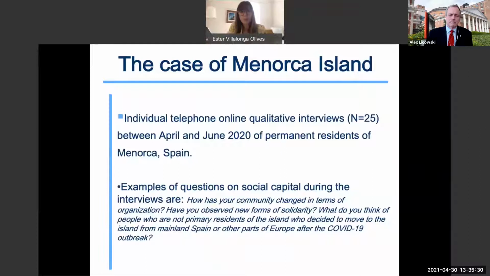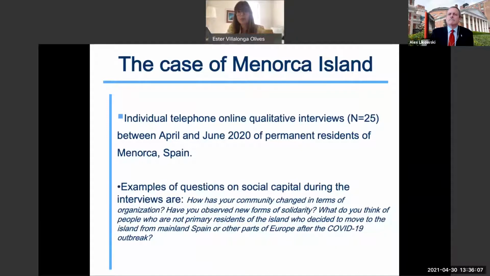So I conducted individual telephone and online qualitative interviews with 25 people between April and June 2020, when people were on strict lockdown. And basically, I was totally concentrated on permanent residents of Menorca in Spain. And since this study was concentrated on social capital during an evolving public health crisis, what we did was use a dynamic sample recruitment to capture shifting attitudes, concerns, and changes in social capital during the crisis.